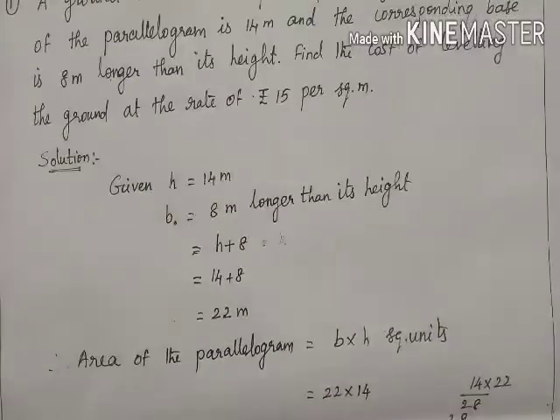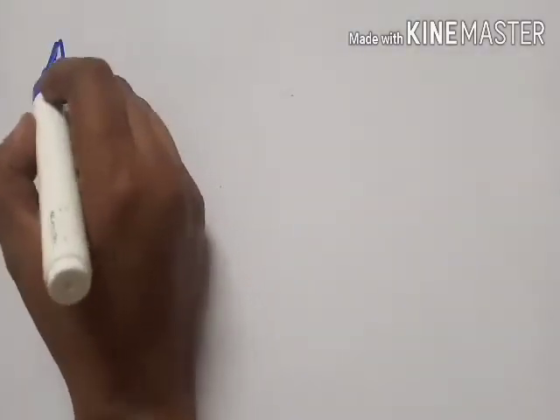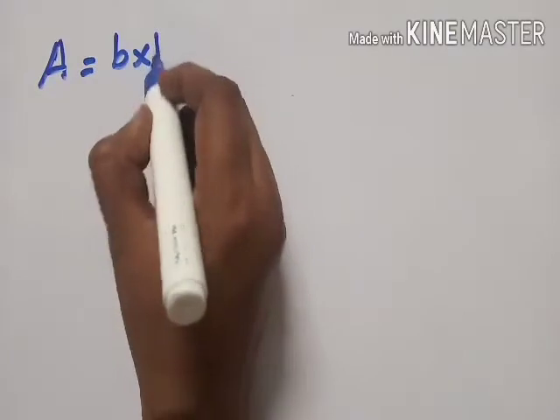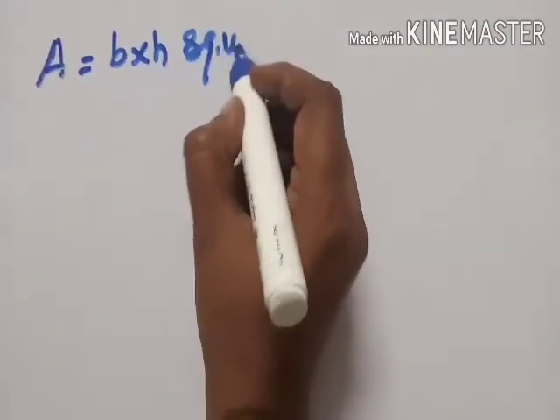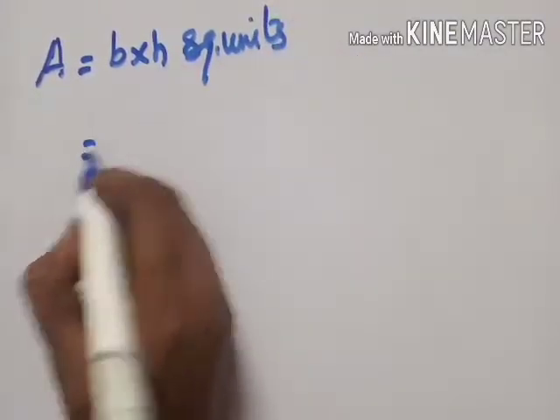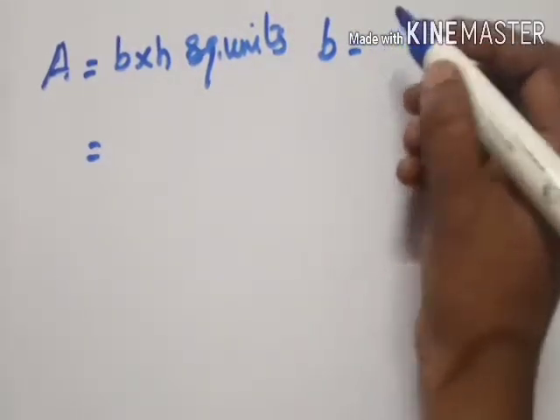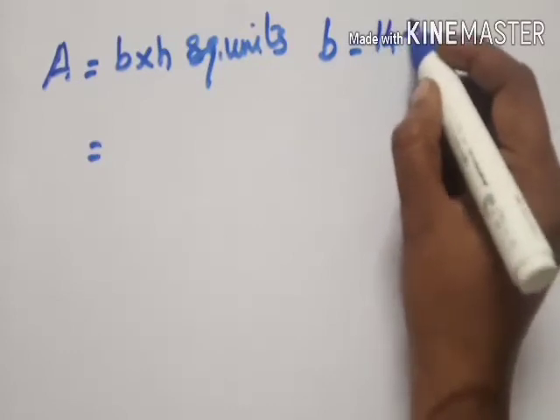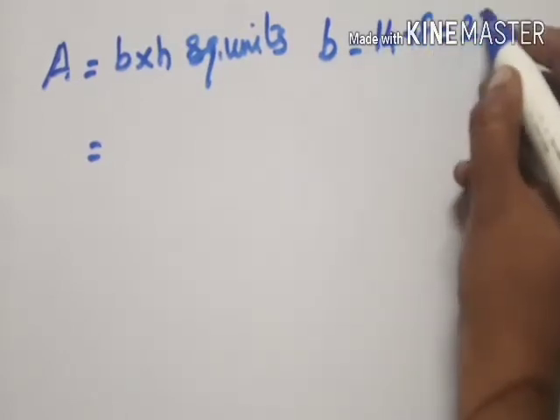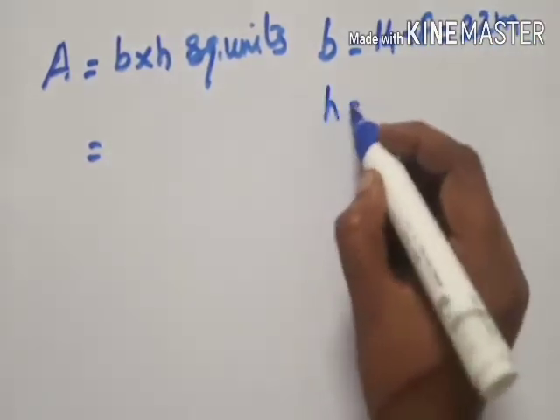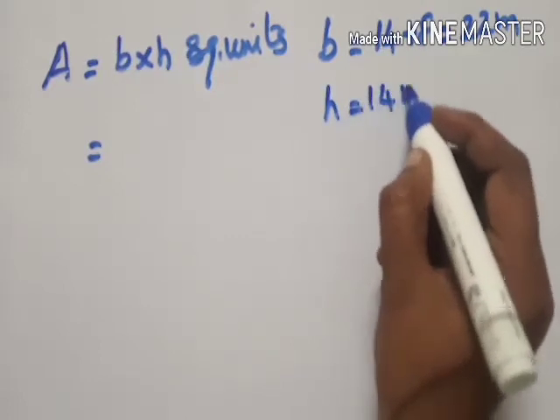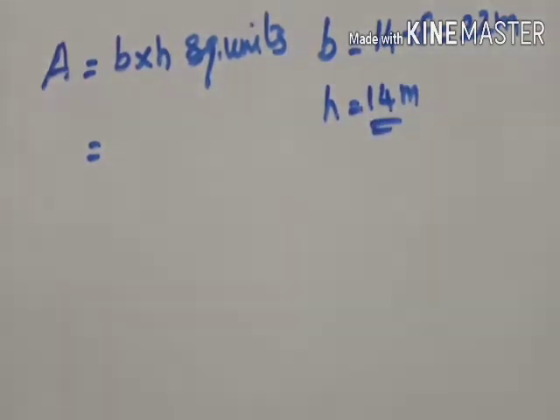Yes, Kana? Right. What is the formula to find the area of parallelogram now? Listen here. Area of parallelogram, A is equal to b into h square units. Right? So here, what is the base? That is given in the question. b is equal to height 14 plus 8, that is equal to 22 meter. Height is equal to 14 meter. Right. Just substitute the values.